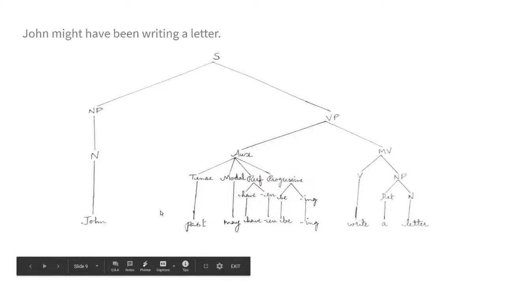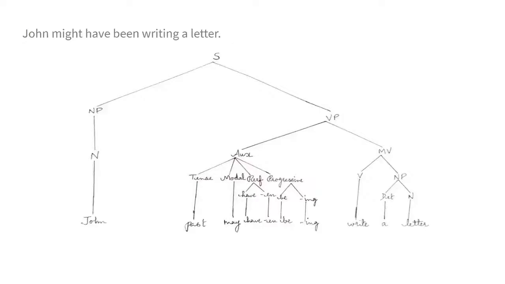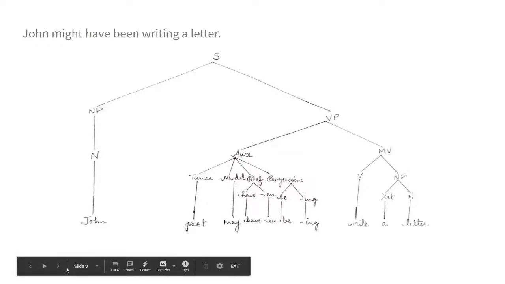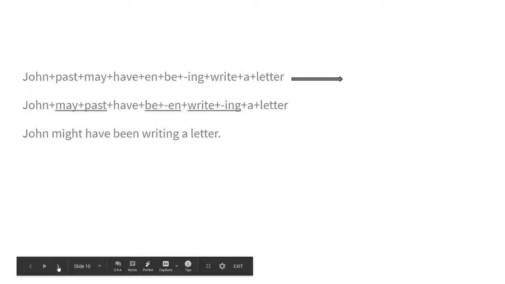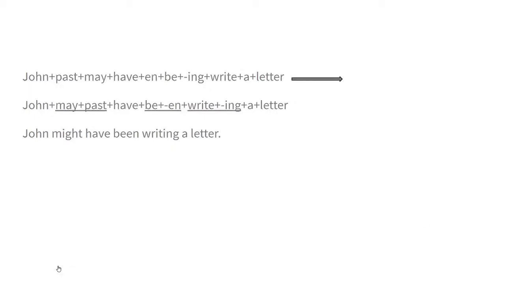Coming to the main verb part, the main verb contains verb and NP. Verb here is write, and NP here is a letter, which can be divided into determiner and noun: a and letter. Now let's write the kernel string first: John plus past plus may plus have plus en plus be plus ing plus write plus a plus letter.